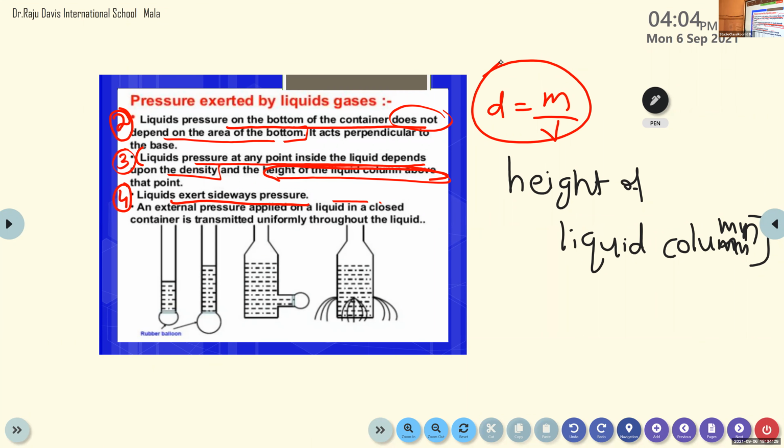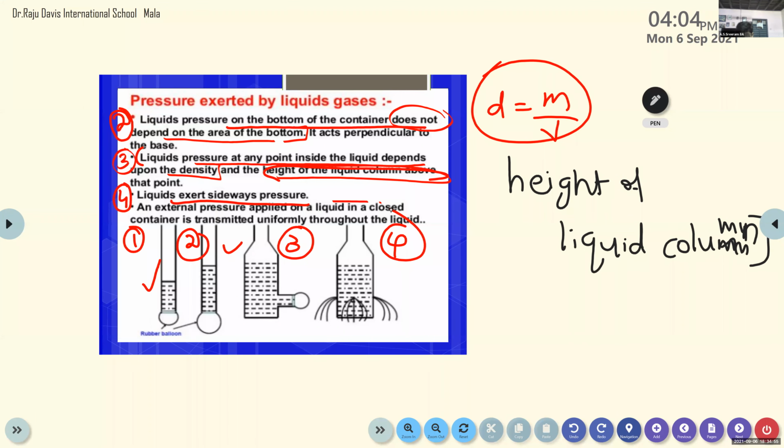Liquid exerts sideways pressure. Look at the first picture. It's a rubber balloon. There's a test tube and we have fitted a balloon over it. Let us consider this the first picture, this the second picture, the third picture, and the fourth picture. In the first and second pictures, which will experience more pressure?